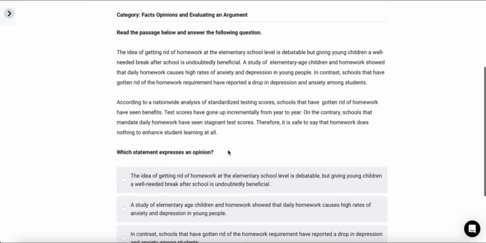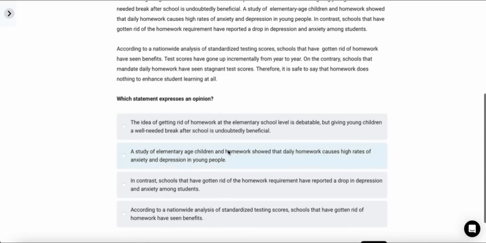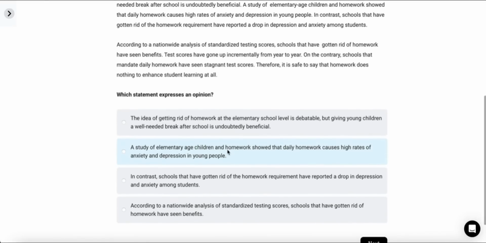Which statement expresses an opinion? The idea of getting rid of homework at the elementary school level is debatable, but giving young children a well-needed break after school is undoubtedly beneficial. The word undoubtedly makes you believe that it's an opinion. Undoubtedly beneficial does make me think that this is an opinionated statement, but let's look at the remaining choices.